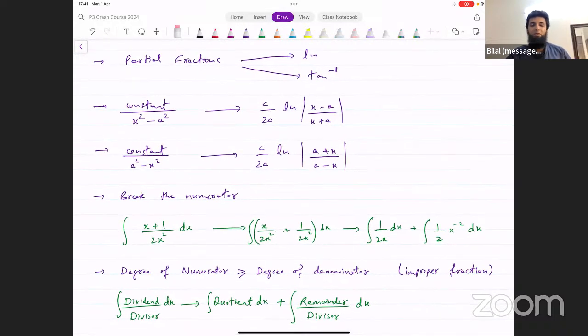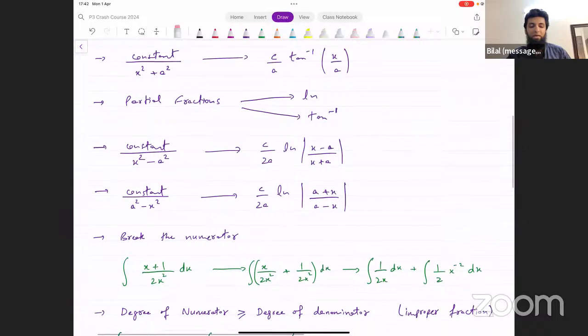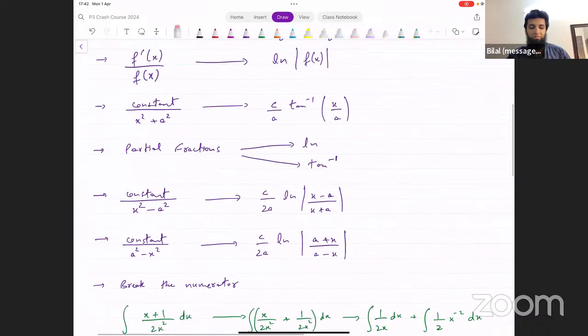Improper fractions are when the degree of the numerator is greater than or equal to the degree of the denominator. You divide the fraction into 2 parts like this: quotient plus remainder over divisor. These are all the different methods that you have for integrating fractions.